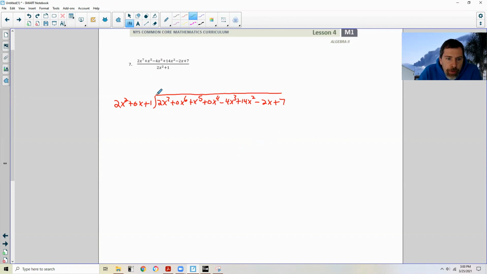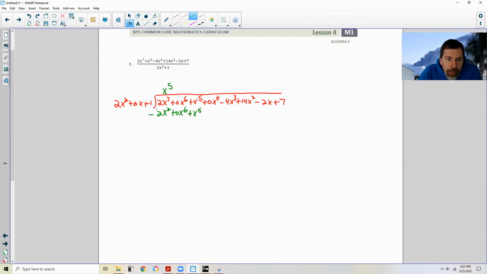2x, 2x, so I don't need a coefficient. I need a coefficient of 1. This is x to the 7th. I have an x squared, so this is x to the 5th. So I'm going to get 2x to the 7th. X to the 5th times 0x is 0x to the 6th. X to the 5th times 1 is x to the 5th.